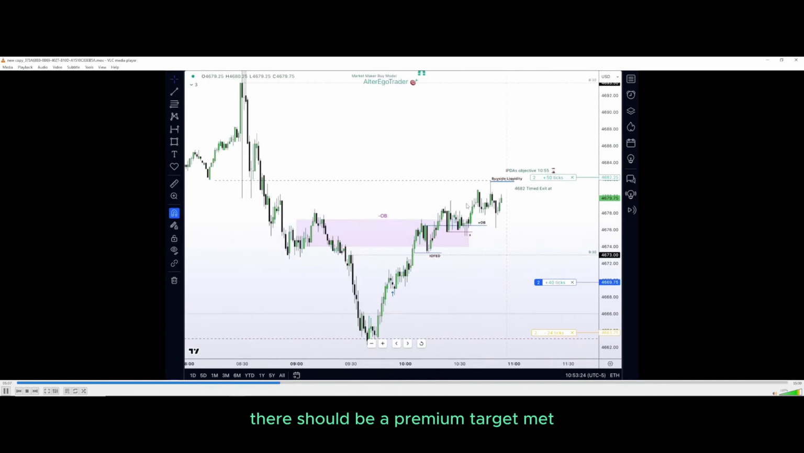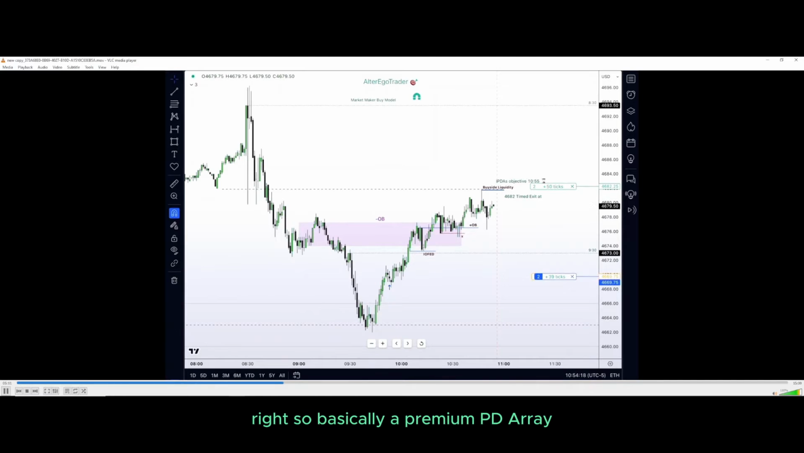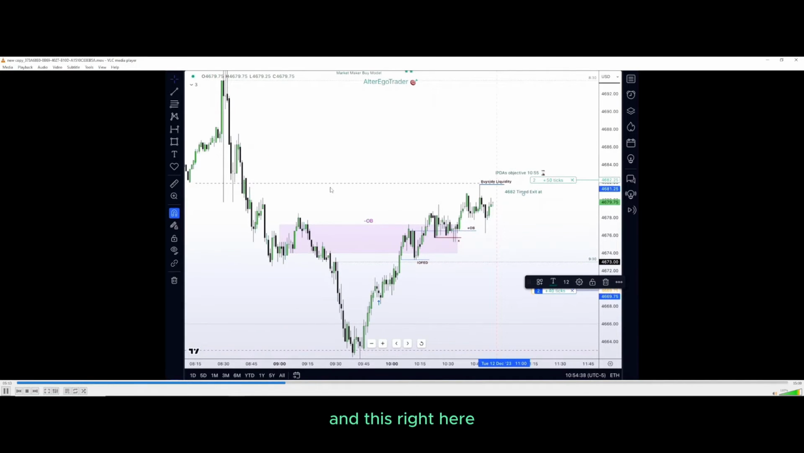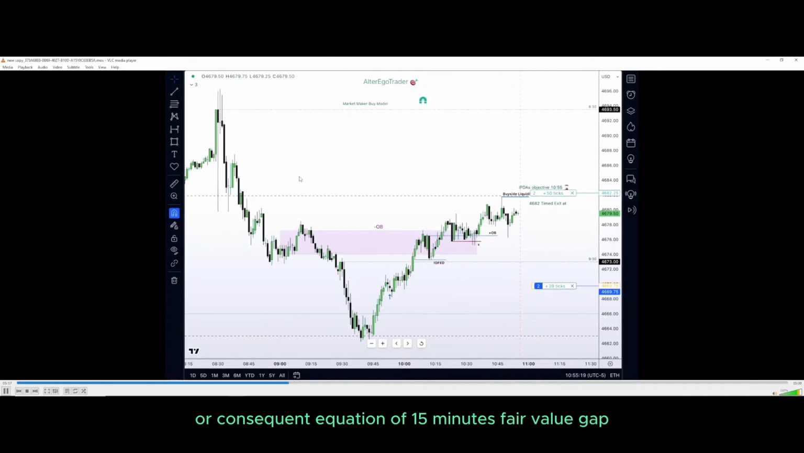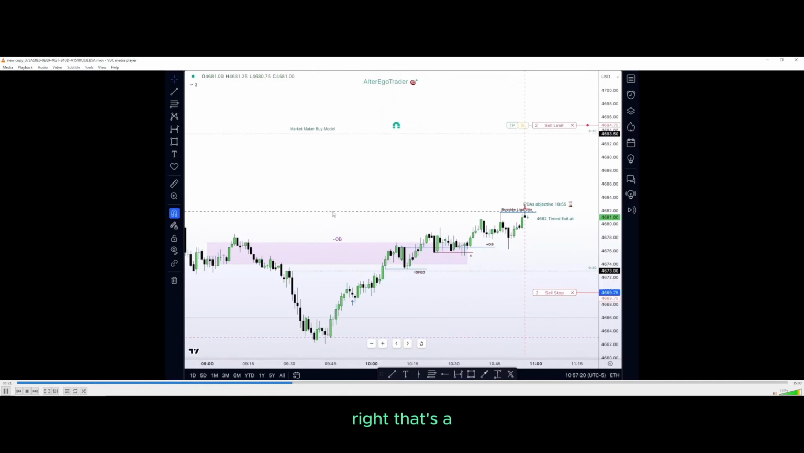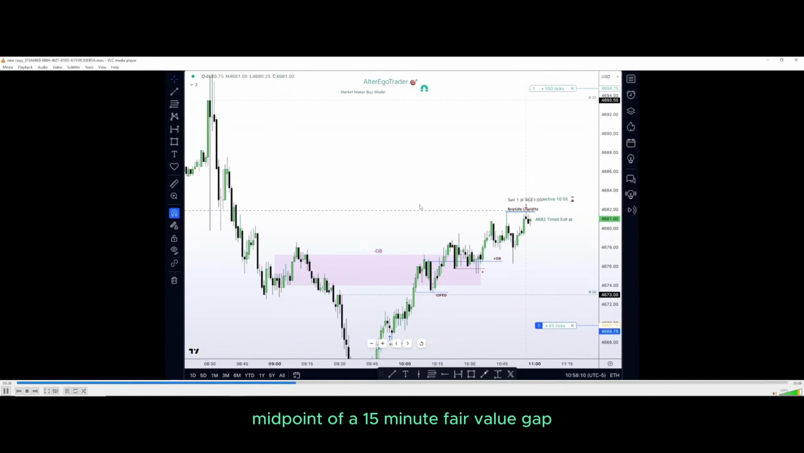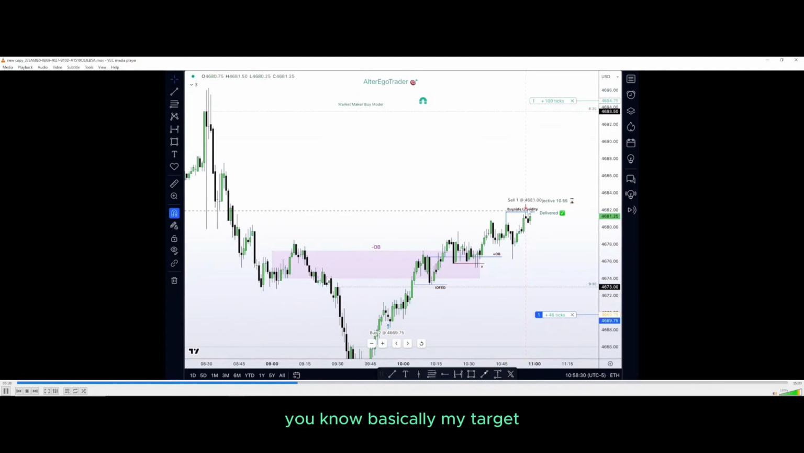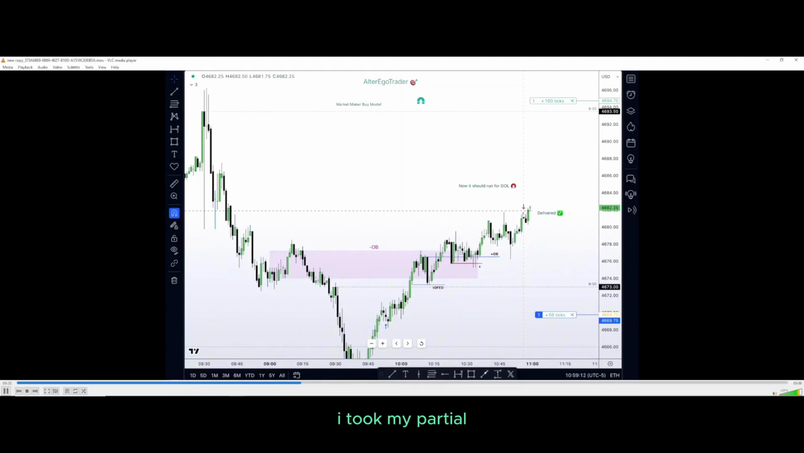Anyway, I anticipated that by 10:55 there should be a premium target met. Basically premium PD array, and this dashed line is the consequent encroachment of a 15-minute fair value gap, the midpoint of a 15-minute fair value gap, and that was basically my target. And you see I took my first partial here.